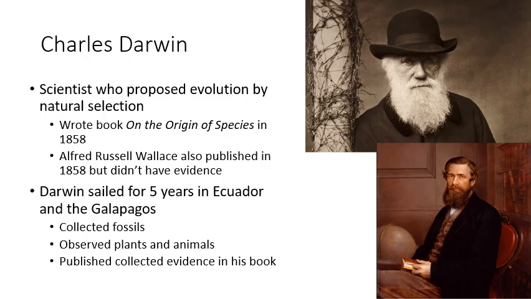However, it's Darwin who gets the credit for the theory of evolution because Alfred Russel Wallace only published an idea. Charles Darwin had the idea as well as a bunch of evidence to support it. And Charles Darwin is on top here. Alfred Russel Wallace is the guy on the bottom.